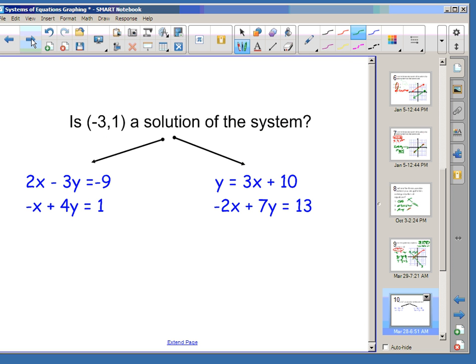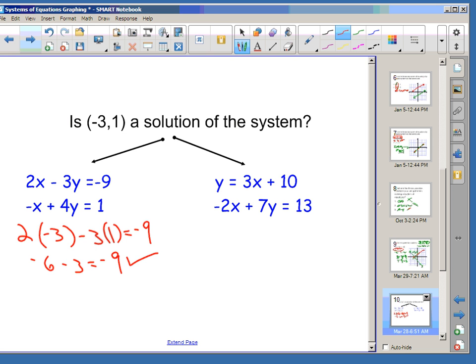All right, how would you answer this question? Is the point negative 3, 1 a solution to the system? Okay, well, there's one of two ways you can do that, and this is going to come up on your quiz. You could either graph it and find where they intersect, or you can just test it like I was just doing. Test the point negative 3, 1 into each equation and see if it works. So 2 times negative 3 minus 3 times 1. Does that equal negative 9? That's negative 6 minus 3. That equals negative 9. So it checks in the first one.